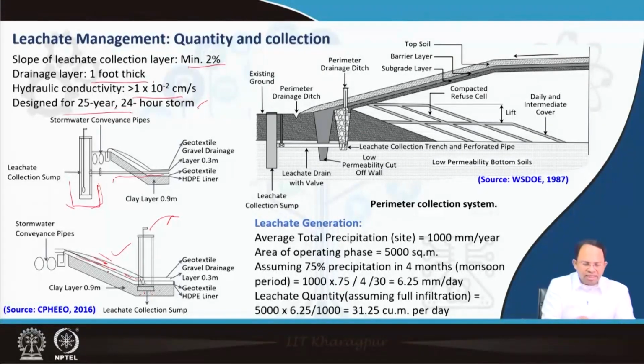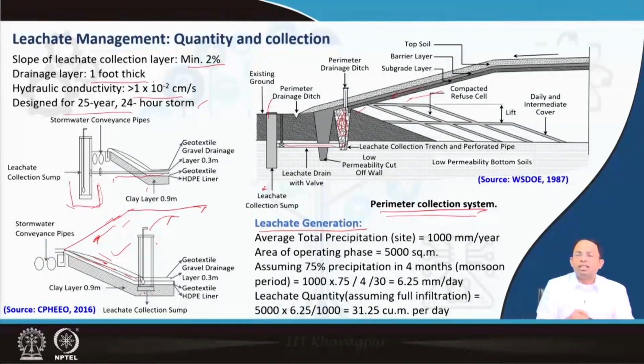Now some amount of leachate will also come from the side, if the slope of the landfill is like this. So for that we have a perimeter collection system as well. The leachate which flows from the side comes to this particular layer where it is stored, and from here we can collect the leachate via pipe, where it is taken to a sump, and from there it is pumped out. So this is the perimeter collection system, and this is the standard collection system for leachate.